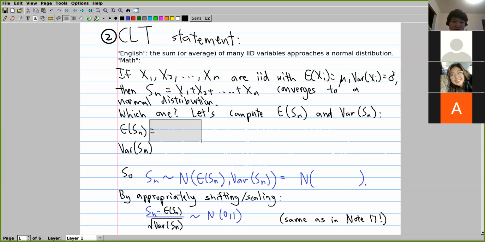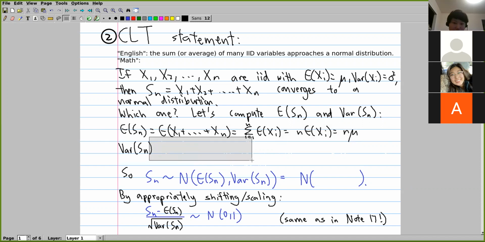Okay, I'll start out. All right, so the expectation of Sn is going to be the expectation of the sum of all of these. And by linearity, this is going to equal the sum of their expectations. Now, we know that each of the expectations is mu. So if we keep going, we get n times mu.